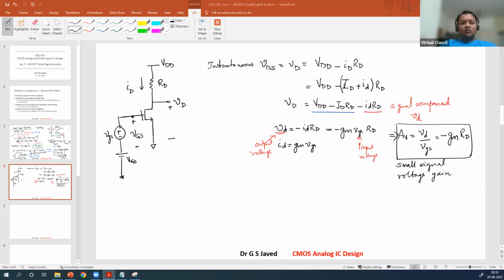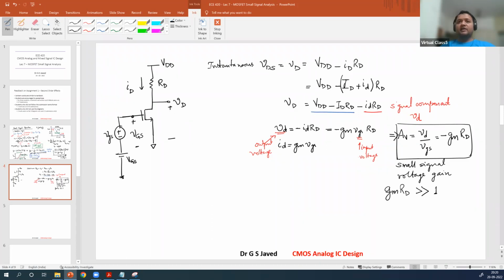Now, what will happen if the small signal voltage gain is large or small? When do you get gain? When the output is greater than the input. How do we define that the output is greater than the input? That minus gm RD, or in this case, just gm RD, if it is very large compared to 1, then we call it a small signal voltage gain.